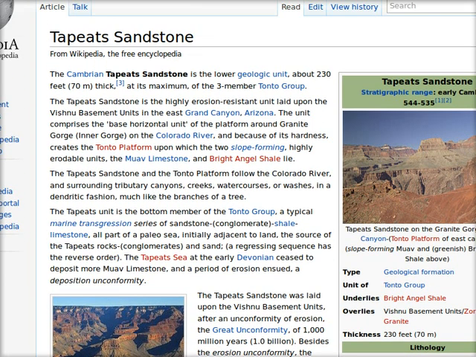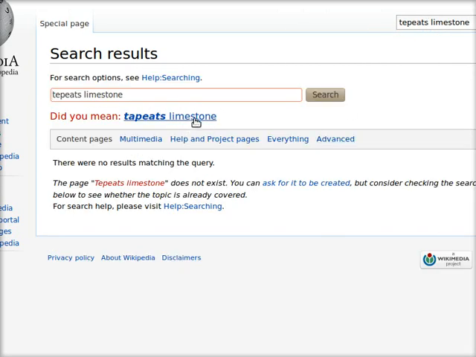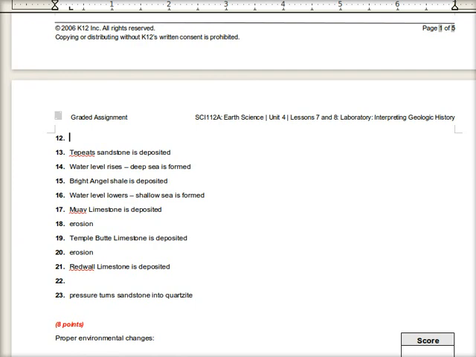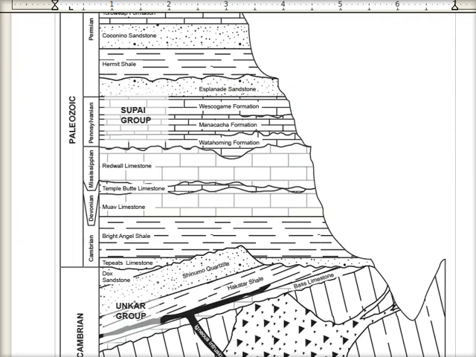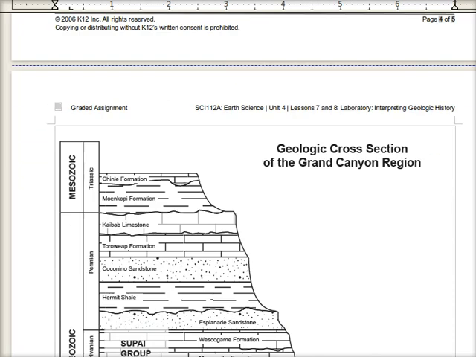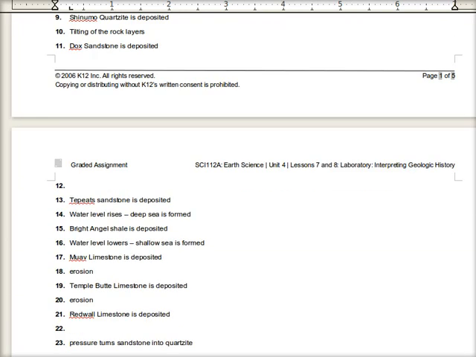Just out of curiosity, let's see if there is a T. Pete's limestone. Well, there's Tapeats limestone. That's not what we're looking for. No, it's not. Okay, so T. Pete's is sandstone. Very strange mistake to find. Okay, what do we have to do now?